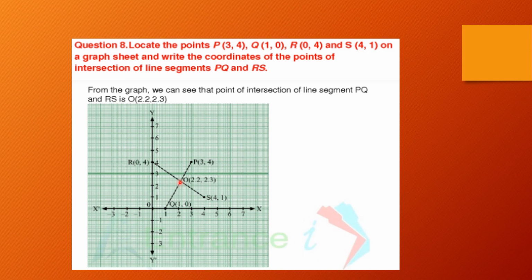Mark the intersecting point here. It is the point that lies over here. So what is the intersecting point along the x-axis? It is 2.2 along the x-axis and here it is 2.3 along the y-axis. So the intersecting point, mark it as O, such that it is (2.2, 2.3).